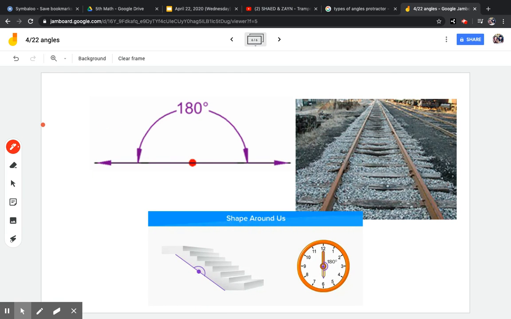And last but not least, a straight angle. Straight angles are literally everywhere. If it is 6 o'clock or if it is 12 o'clock, you will have a straight angle on your clock. It's 180 degrees from this side to this side. So if you had it on your protractor, this would be at 0, and this side would be at 180.